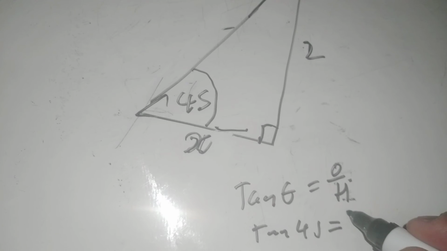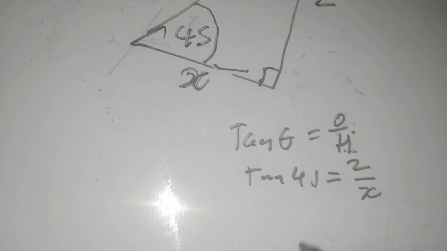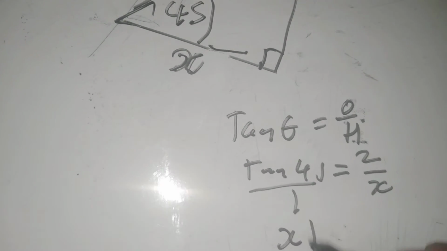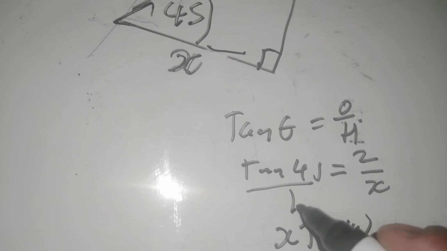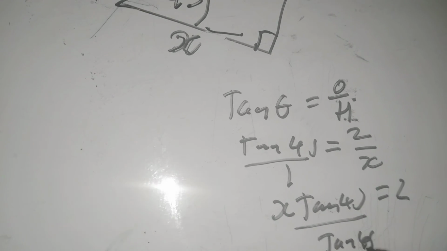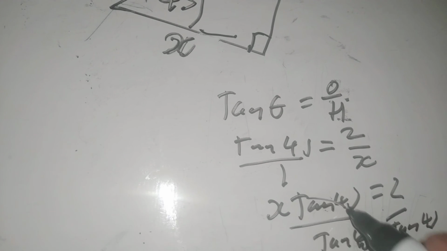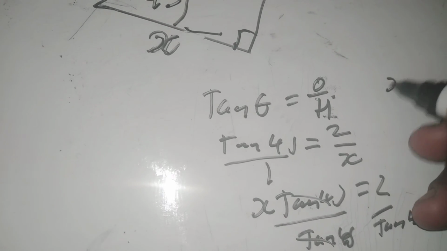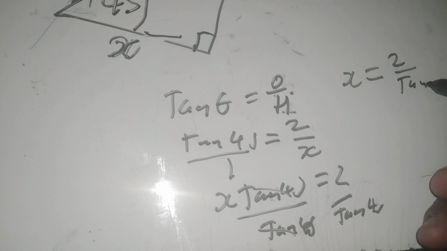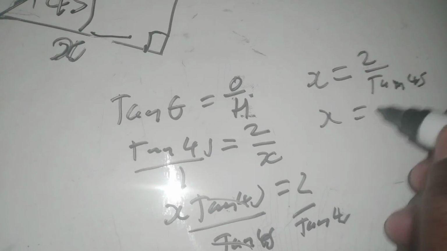And then our opposite is 2, our adjacent is x. I just wrote it first, but let's write the formula first. So what do we do here? So we multiply this, so this is going to be x times tan 45, and then when we multiply that, it's going to be 2. Then we're going to have to divide both sides by tan 45 so that we can be left with x only. So when this cancels, we'll be left with x, so it's going to be x is equal to 2 over tan 45. Tan 45 is 1. When you type this in the calculator, your answer is just 2.